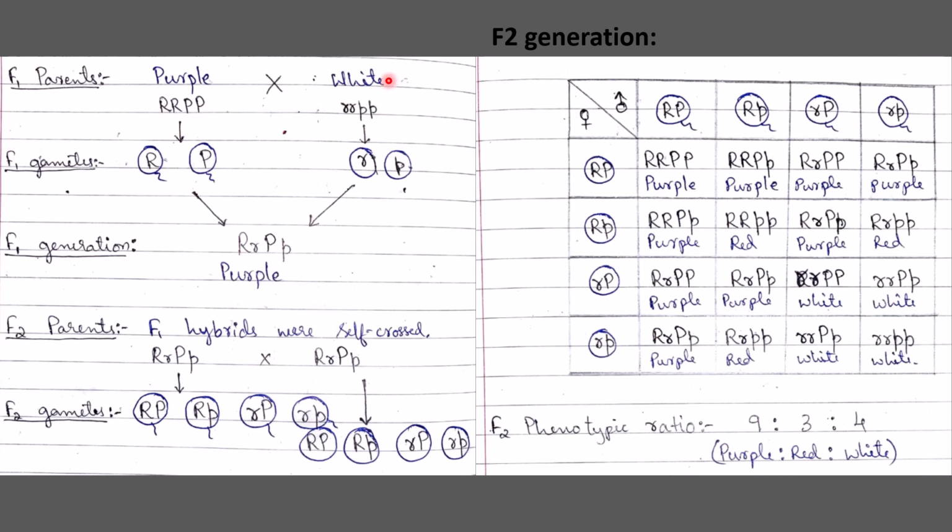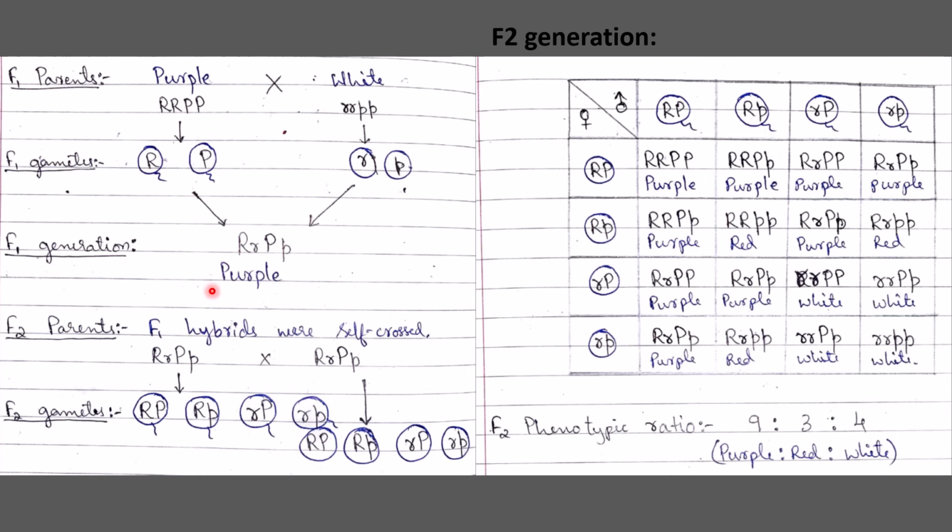And the white color grain can be produced whenever there are homozygous recessive alleles rr, irrespective of the presence or absence of the dominant allele P. But since there is already dominant allele P present in the other parent, we'll be taking this one as recessive pp here. Now these genotypes segregate into different gametes, and these gametes fuse to form the F1 hybrid in the heterozygous condition, with the phenotype purple grain color.